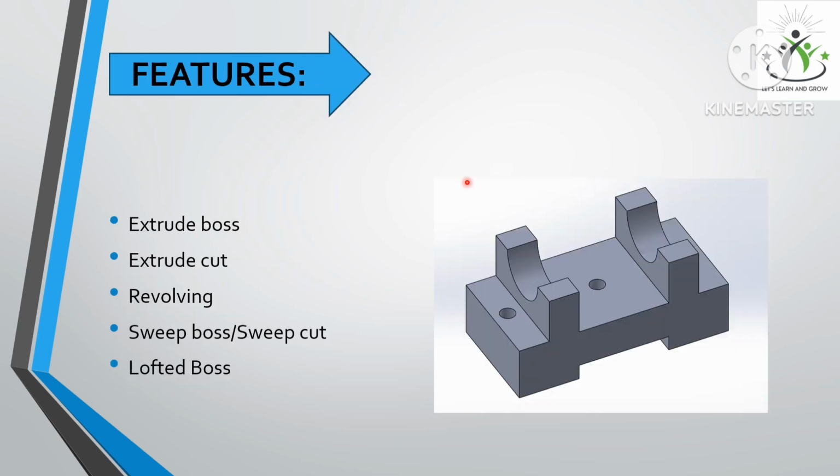Now, features. Features in SolidWorks include extrude boss, extrude cut, revolving, sweep boss, sweep cut, and lofted boss. This is a basic design that I have created with the help of all these features: extrude boss, extrude cut, revolving, sweep boss, sweep cut, and lofted boss. In coming videos, we will discuss all about these features.